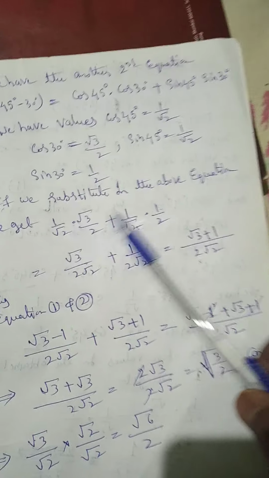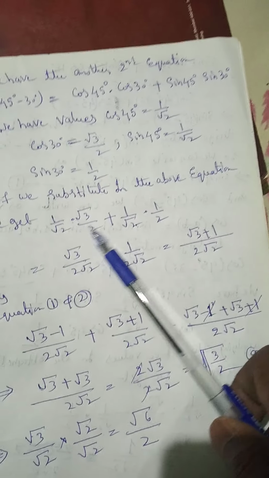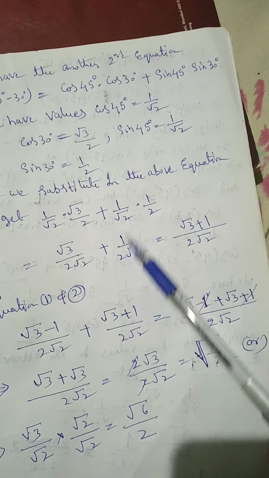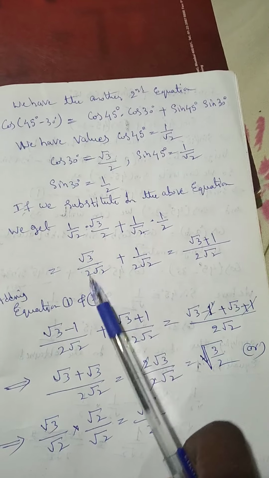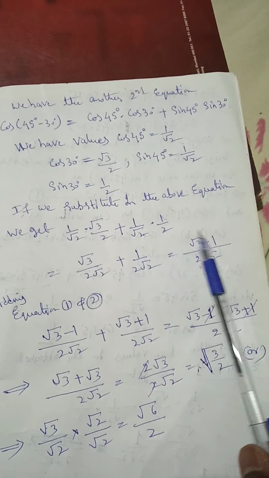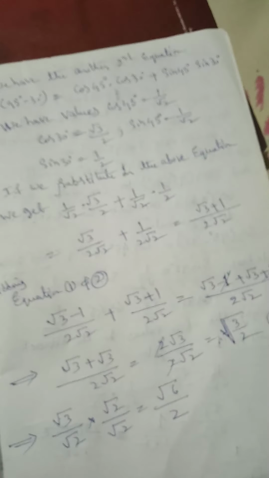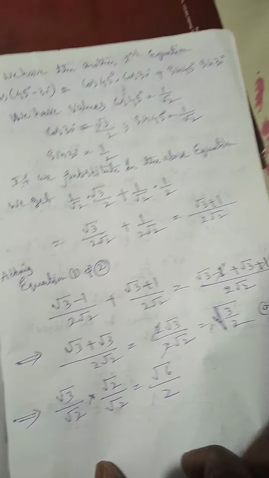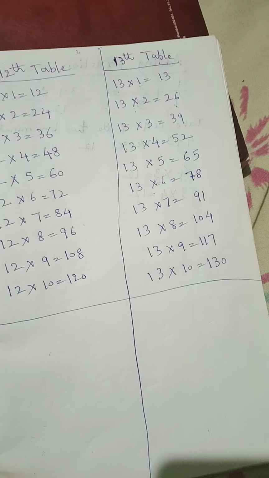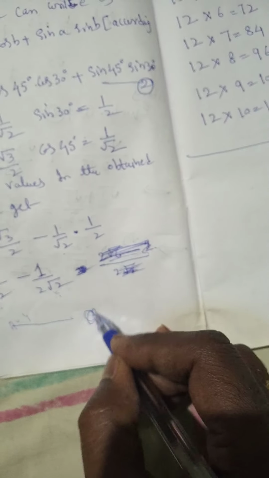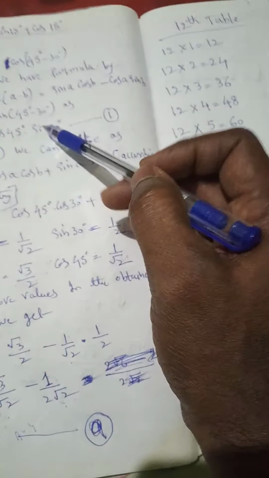By solving this we get root 3 by 2 root 2 plus 1 by 2 root 2. So root 3 plus 1 by 2 root 2, because the common denominator is 2 root 2, and the numerators as they are we have to add. So adding equations 1 and 2: this is the one equation we got, and we treated this as a.